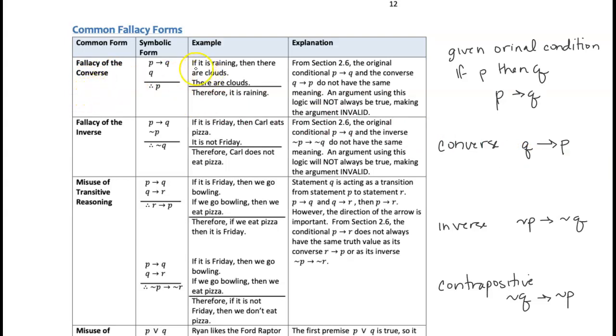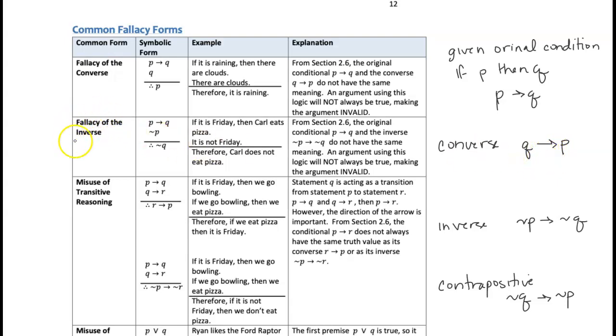An example: if it is raining, then there are clouds. If we know that there are clouds, does that imply the conclusion that it is raining? It doesn't. There are days that there are clouds when it's not raining. So just knowing that statement Q is true does not imply that statement P is the conclusion. The basis for that is that when the original conditional is if P then Q, the converse, if Q then P, will not always have the same truth value.